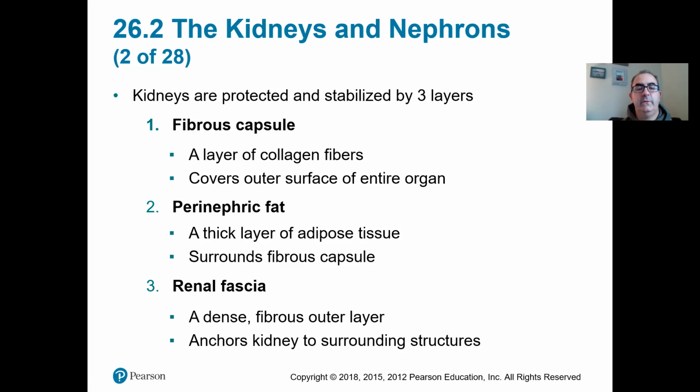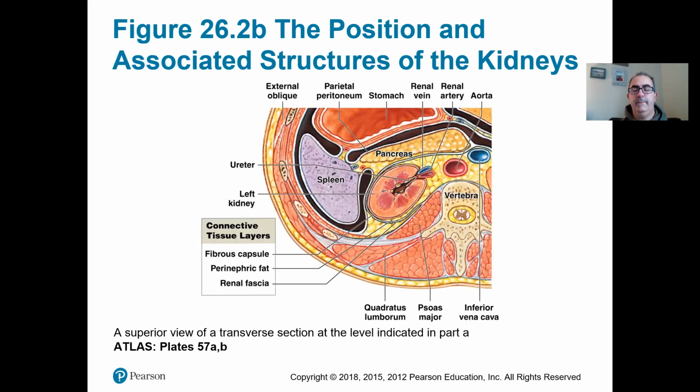And then there's what's called the renal fascia, which is a dense fibrous outer layer. So you have the kidney surrounded by capsule, and out of that is then fat, and then you have another layer of fibrous connective tissue, and that just kind of connects the kidneys to other structures around them, so they're kind of anchored in place.